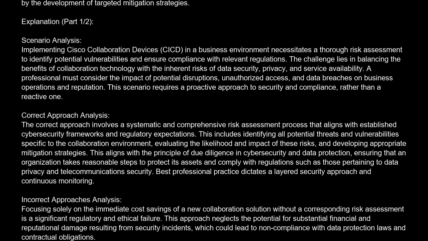The challenge lies in balancing the benefits of collaboration technology with the inherent risks of data security, privacy, and service availability. A professional must consider the impact of potential disruptions, unauthorized access, and data breaches on business operations and reputation. This scenario requires a proactive approach to security and compliance, rather than a reactive one.